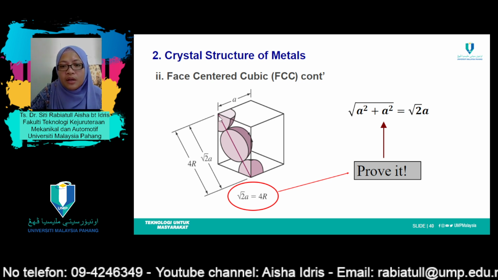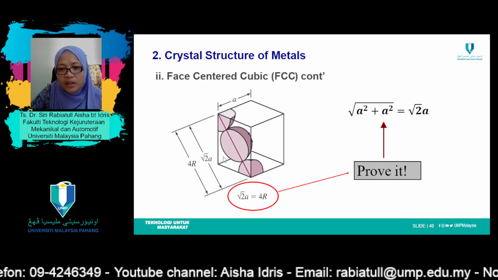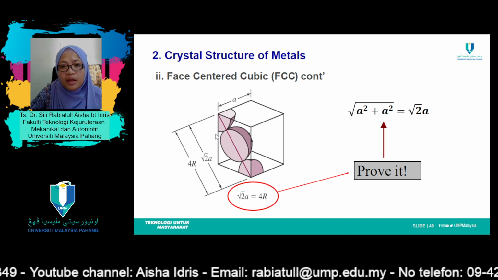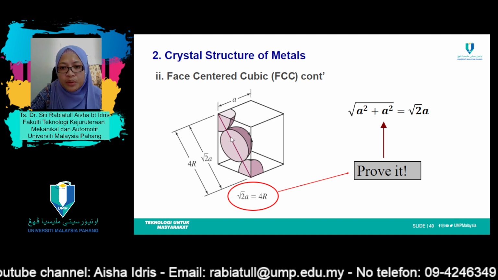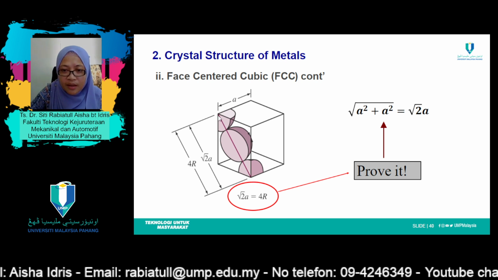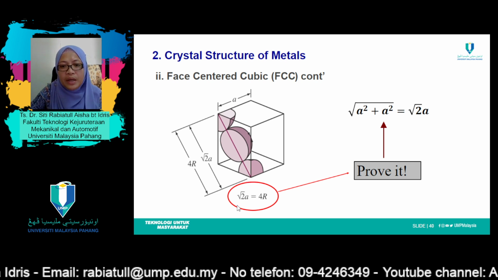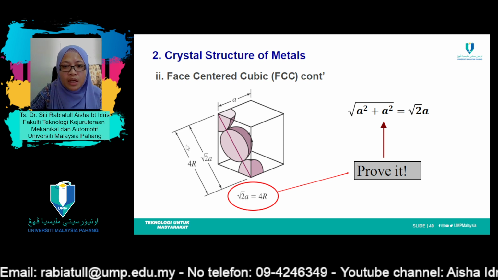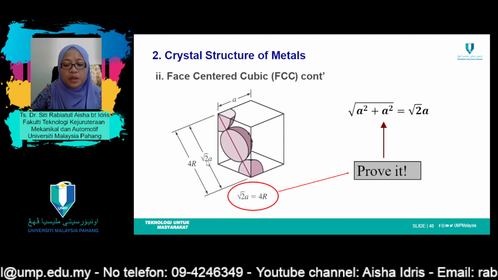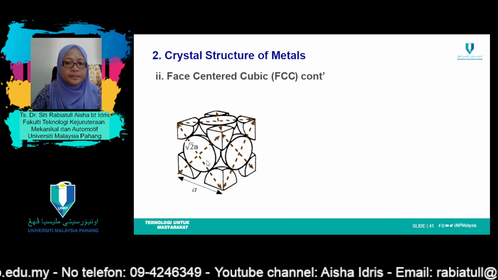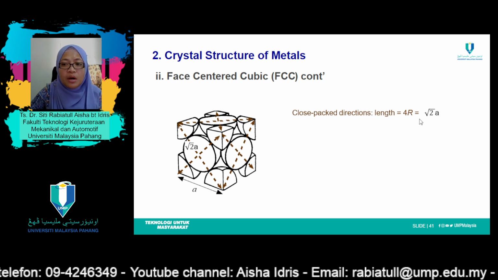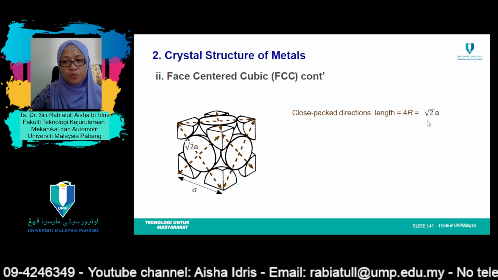So this one is A, this one is A, so A square plus A square, root, equals root 2A for this length. So finally, you get this relation: root 2A equals 4R. 4R is given. You just need to find root 2A only. From there, you know the close-packed direction length equals 4R, or equals root 2A.